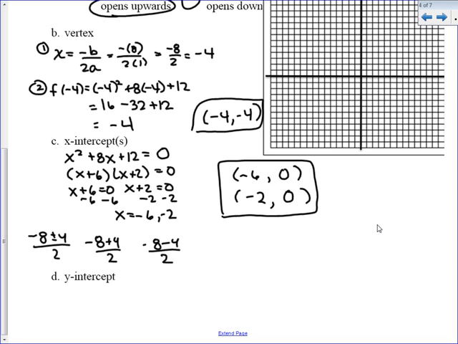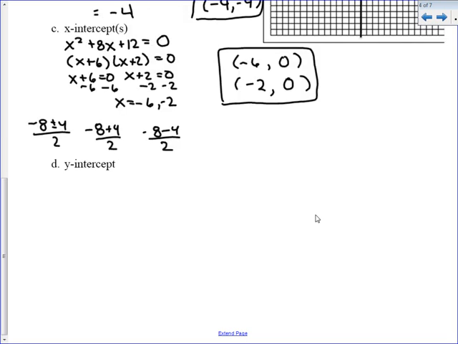Y-intercept, that's the easy one. 12. Which half of the point does the 12 go in? The right side. Yeah, it goes in for y, and what's the x value? 0. And where did that 12 come from? C. Yeah, it's just C. So they don't really need work. Again, if you forget all the others, hopefully remember that one. It's just 0 and then whatever C is.